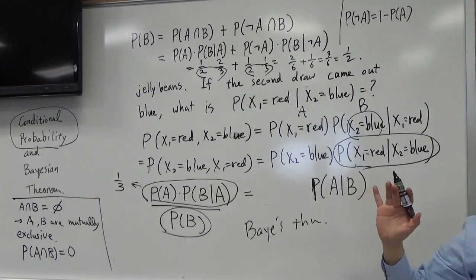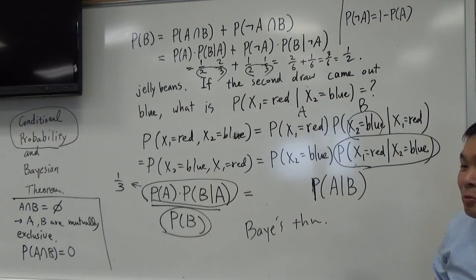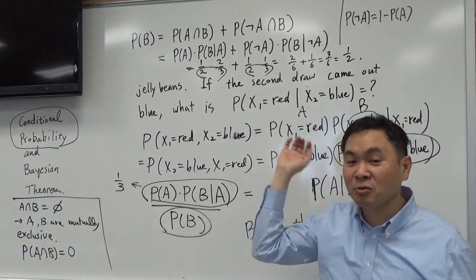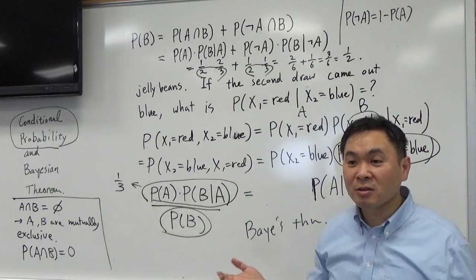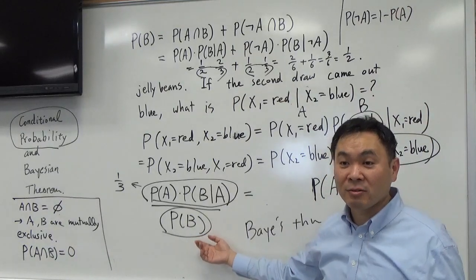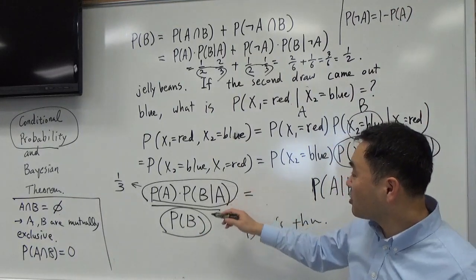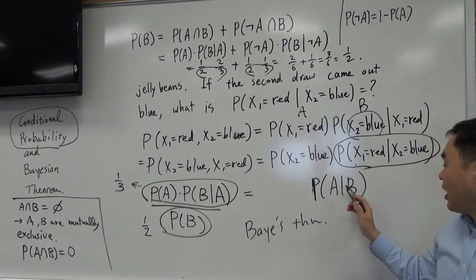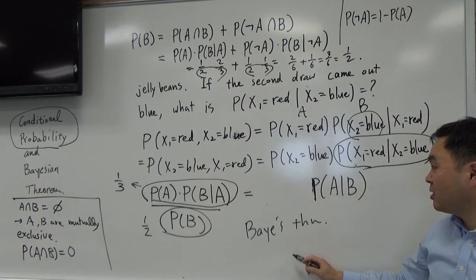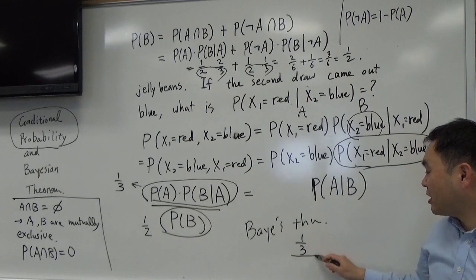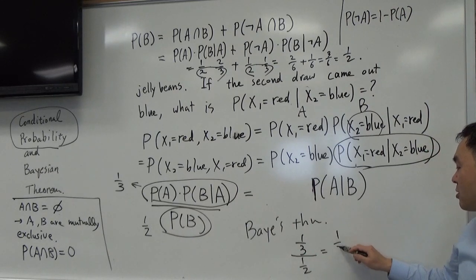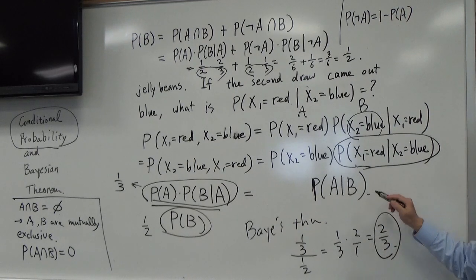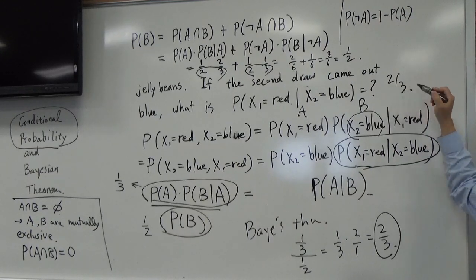Do you agree? Yes. Yeah. So, that's what I meant by saying, if you don't know anything of what happened in the first draw, probability of getting the blue would be just 1/2. Okay. So now that we know that the top is 1/3 and the bottom is 1/2, the probability of A under B would be 1/3 divided by 1/2, which is 1/3 times 2/1, which is 2/3. Okay, so that's the answer to this question. It's 2/3.